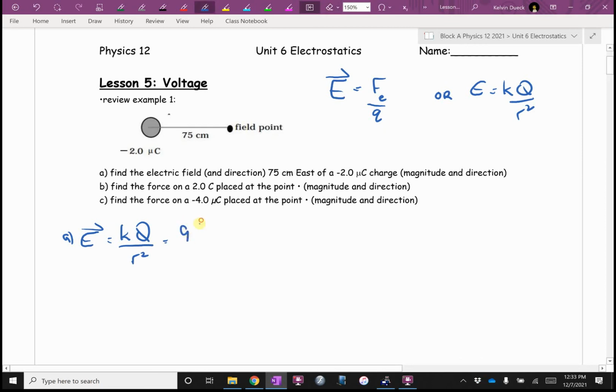It's going to be 9. Do I put the negative in for electric field for the charge? Okay. 2 microcoulombs all over. Ooh, Nick, what's R? Careful. 0.75. And don't forget the squared.